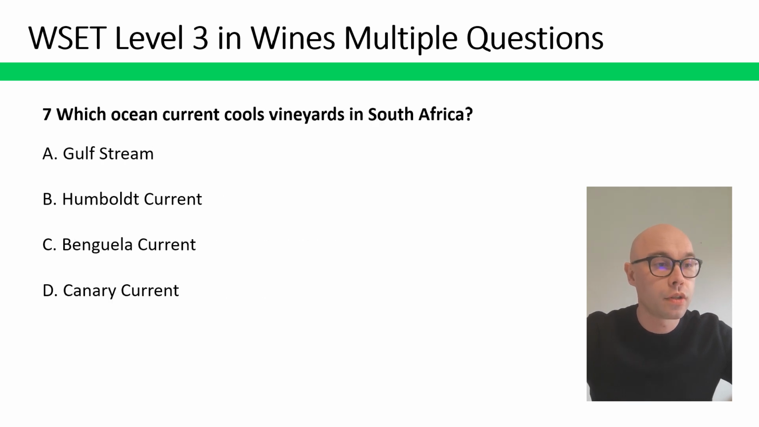Which ocean current cools vineyards in South Africa? Gulf Stream, Humboldt, Benguela, Canary Current. Correct answer is C, Benguela Current. Humboldt is in Chile. Gulf Stream is a warm current in Bordeaux.